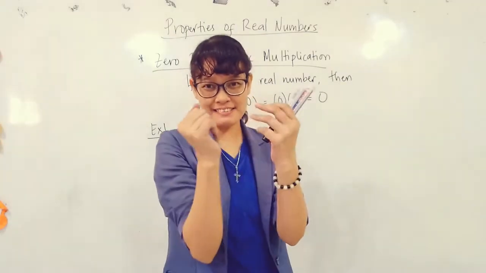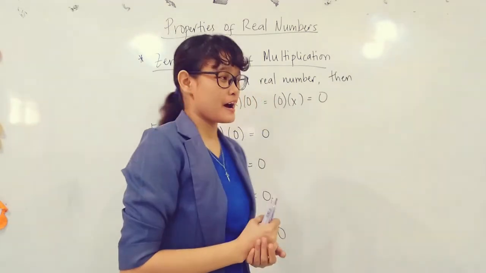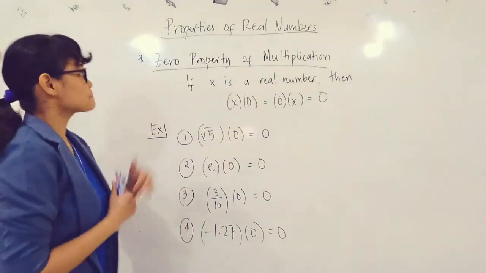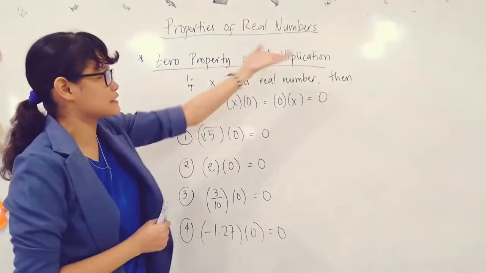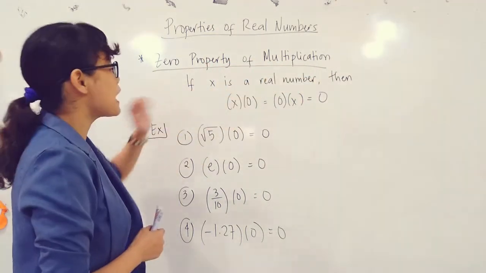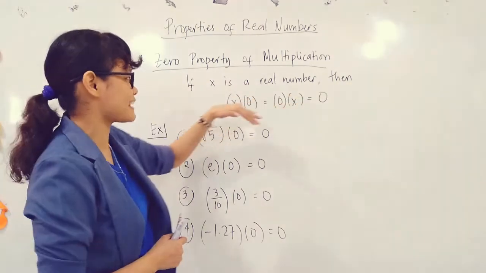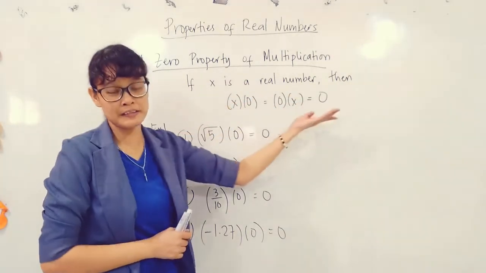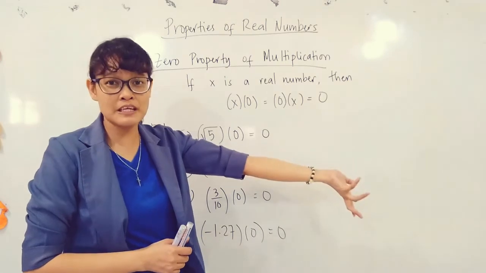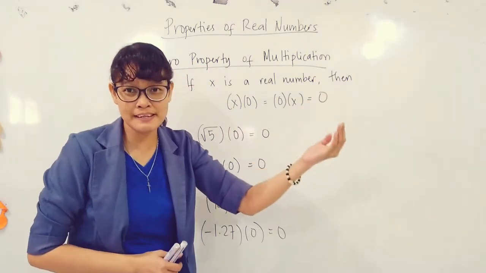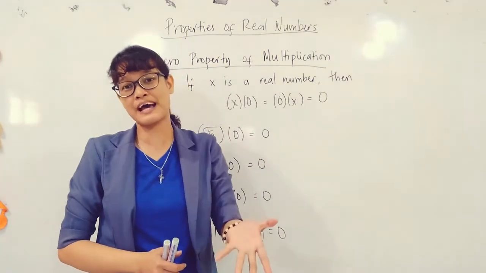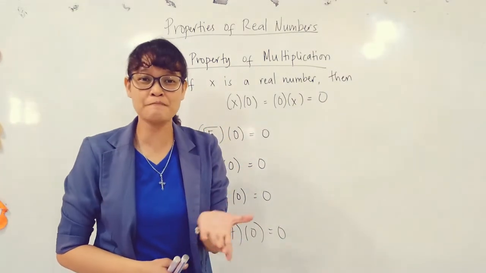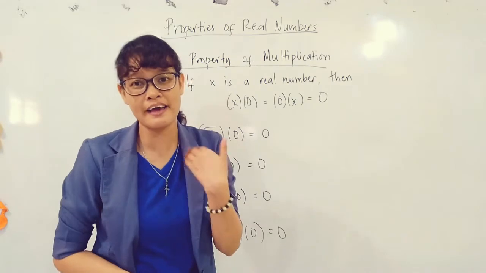Okay, so let's discuss the last property of real numbers, which is the zero property of multiplication. So if x is a real number, then x times 0 or 0 times x is just equal to 0. To understand it faster, the zero property of multiplication tells you that every time we multiply a number by 0, the answer is 0.